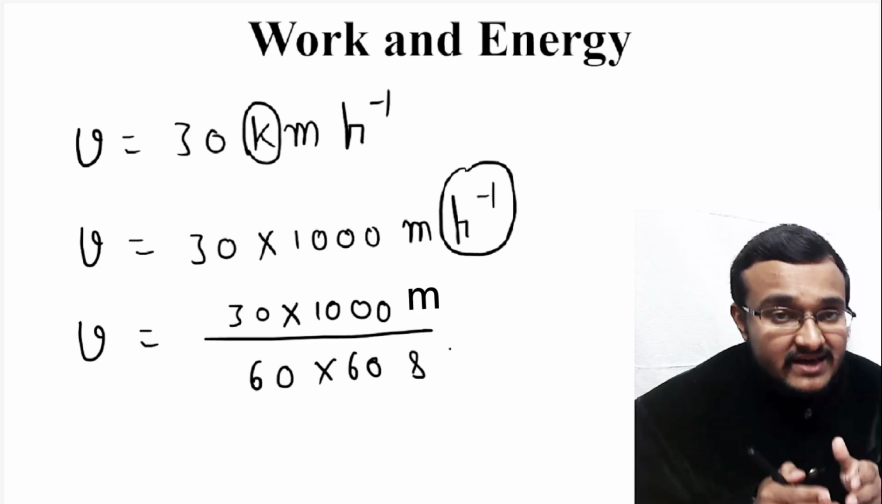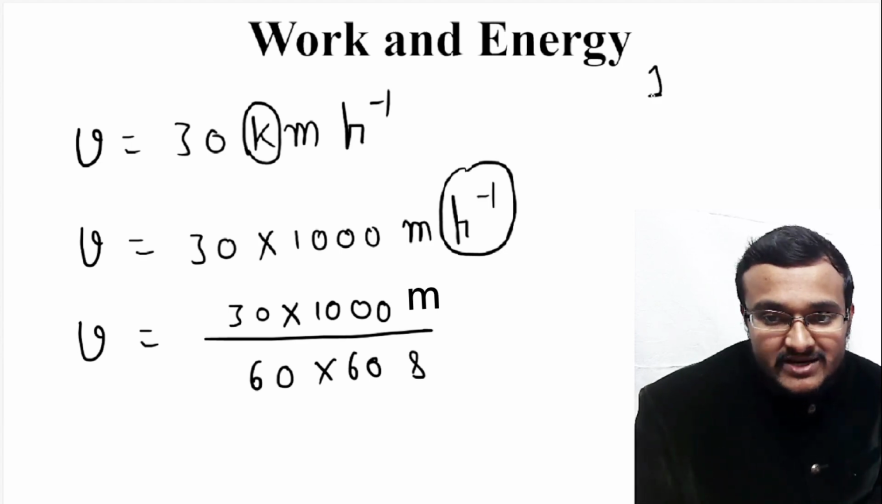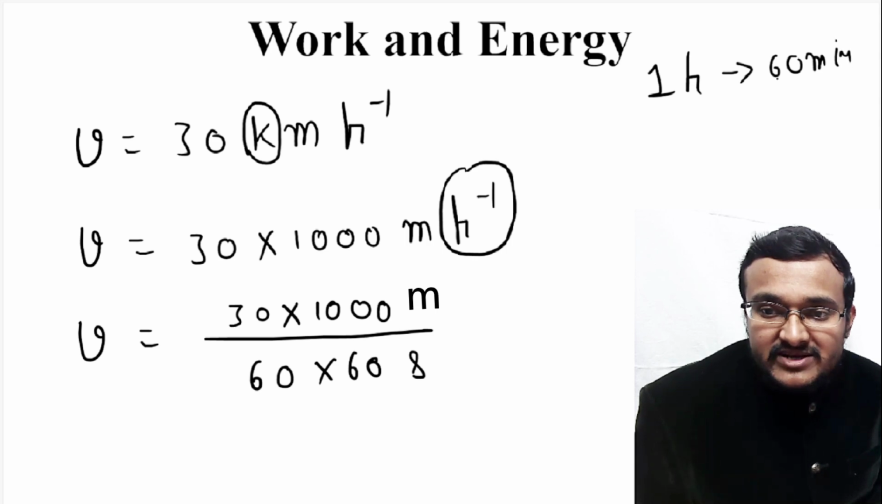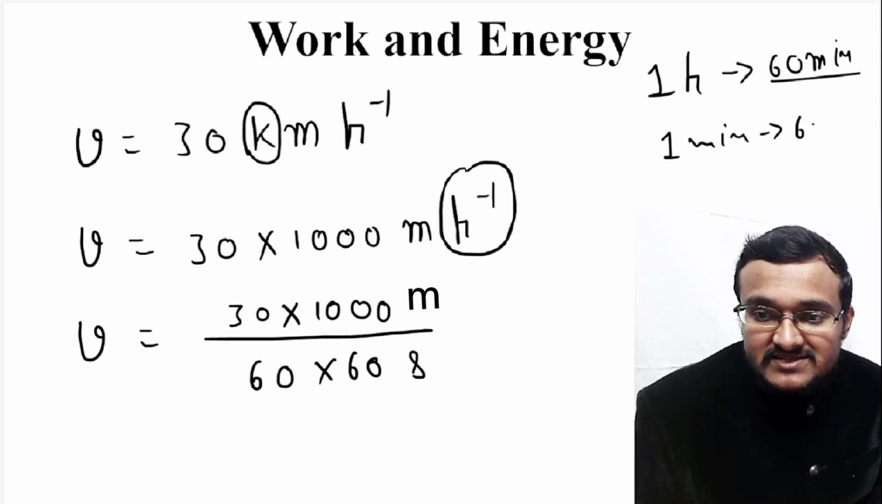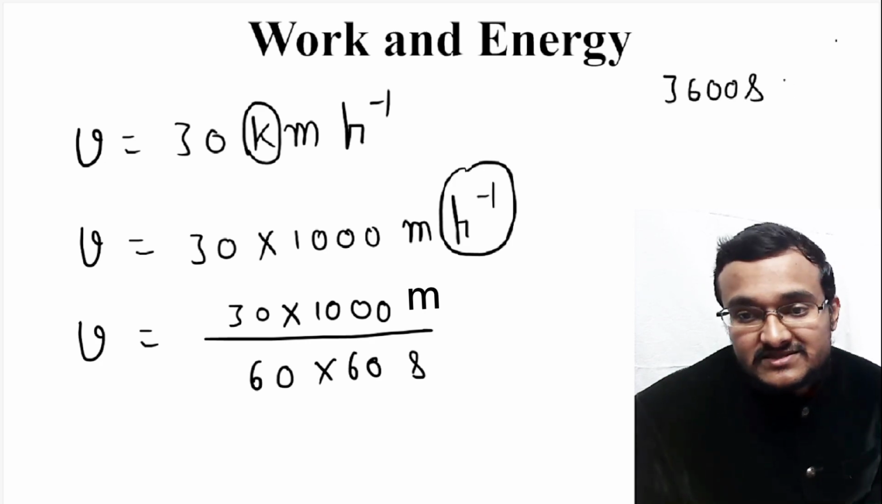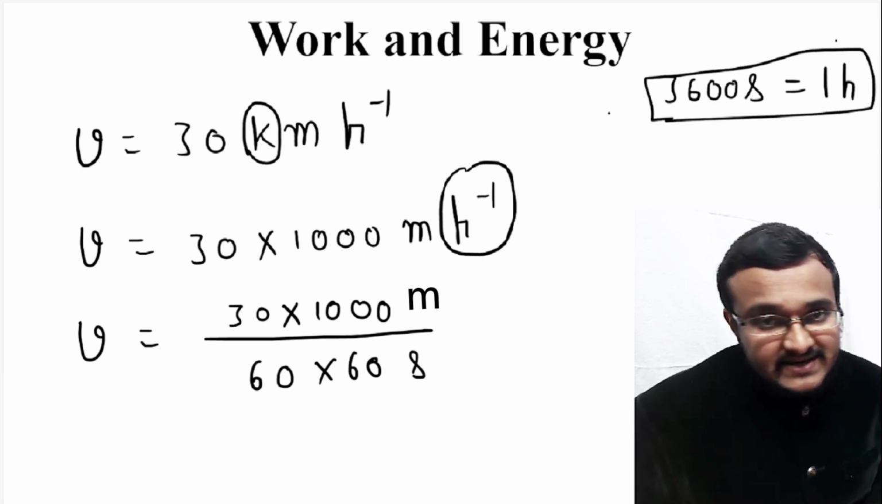So that means here those many seconds are there in 1 hour. So 1 hour contains 60 minutes, and 1 minute contains 60 seconds. So based on this, when you multiply 60 into 60, you will get 3600 seconds as your answer. That is equal to 1 hour. So always remember 1 hour is equal to 3600 seconds.